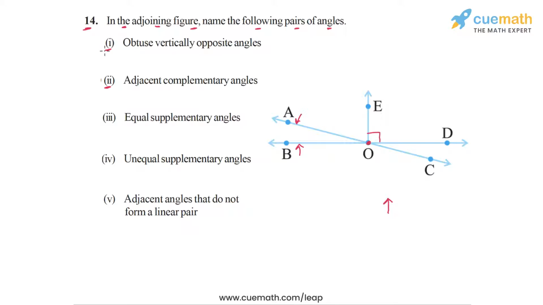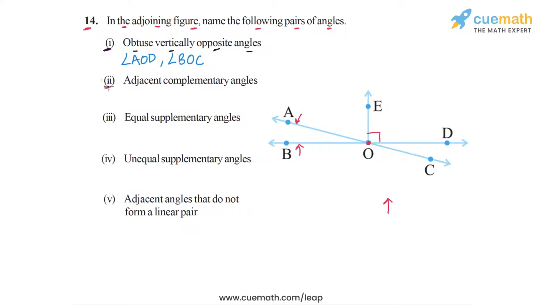In the first part, we have to find a pair of obtuse vertically opposite angles. If we look at the figure carefully, this angle AOD forms a pair of vertically opposite angles with this angle, which is angle BOC. And we can see that both of these angles are obtuse angles. So this pair can be the answer for the first part: angle AOD and angle BOC form a pair of obtuse vertically opposite angles.